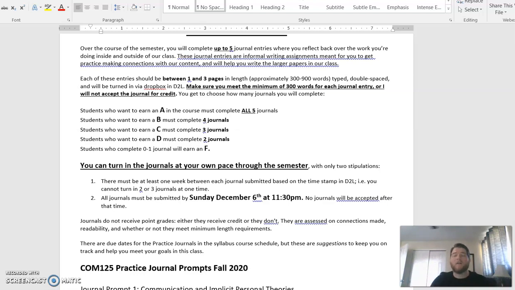I also don't want them all coming in at once. I don't want everyone waiting till the end of the semester writing 5 journals. Number 1, that's not good for your learning. Number 2, there's no way I can grade them quick enough, okay? So the idea is for you to turn them in spread out over the course of the semester.